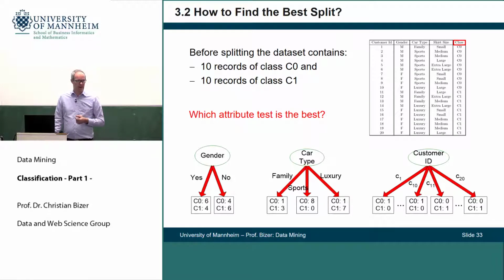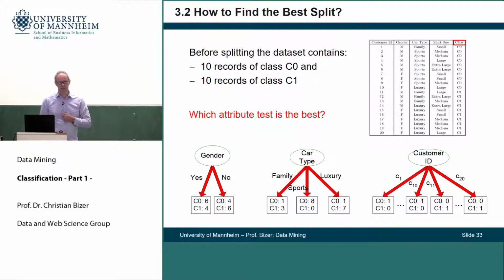Or we could split by customer ID. This gives us many buckets. For each customer, we are getting one bucket. These buckets are also extremely clean because there is only one example in each bucket, but that's also not what we want. This hints again in the direction of overfitting. If we split by customer ID, we have unseen records with different customer IDs. Our model won't be able to predict anything, so that's clearly not what we want. That's a clearly overfitted model to the training data.